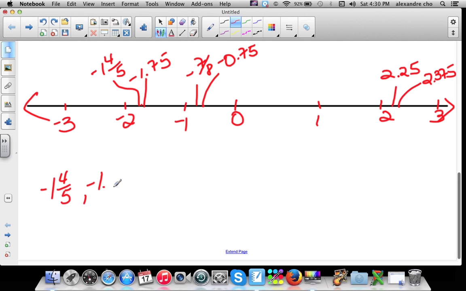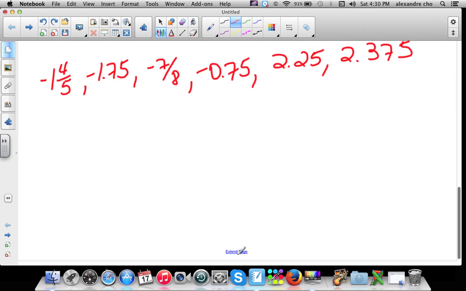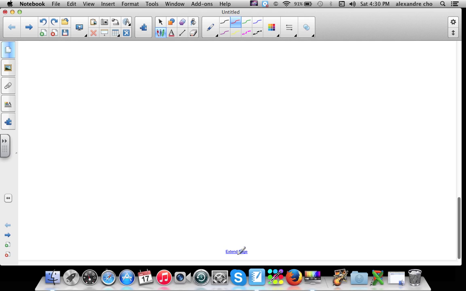Second one, -1.75. Then we have -7/8. Then we have -0.75. Then we have 2.25 over here, and 2.375 as our biggest number. Okay. So hint, use a number line. I think it would definitely help. Next one, explain how to go from (-2, -4) to (3, 5).